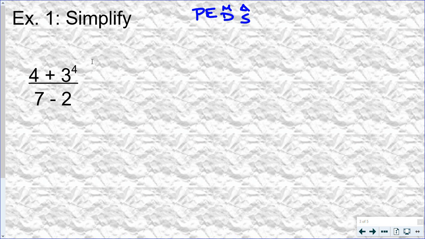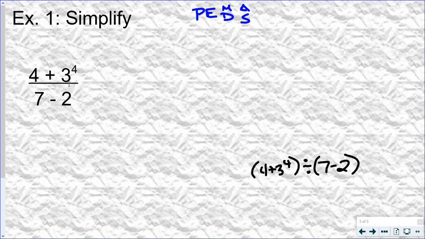Are there exponents? Yes. The way we're going to do this is we're going to simplify the numerator, the top of this, and we're going to simplify the denominator, the bottom of this, and then we're going to divide these. So a fraction is just another way of showing division. So in other words, this is really the same thing as 4 plus 3 to the fourth divided by 7 minus 2. In algebra, we don't use the division symbol very often. We typically just write division as a fraction like this. So keep in mind, these mean the same thing.